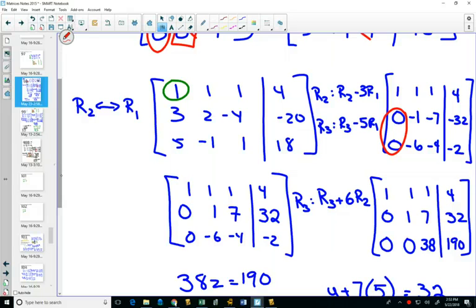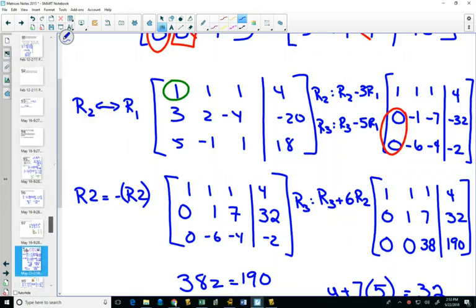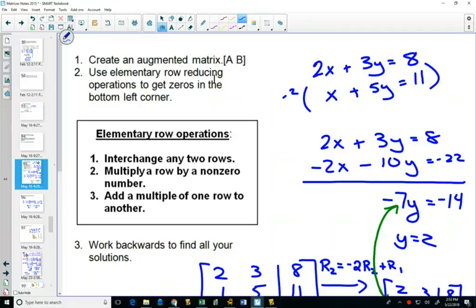All right, so right here what I did is, again, I guess I should write this in, I changed row 2 to equal negative row 2. Do you see how I had negative 1, negative 7, negative 32? By multiplying row 2 by a negative, it just made them all positive. So that is, as far as our operations go, right, where is that? This right here, multiply a row by any non-zero number. There I just multiplied by a negative 1.